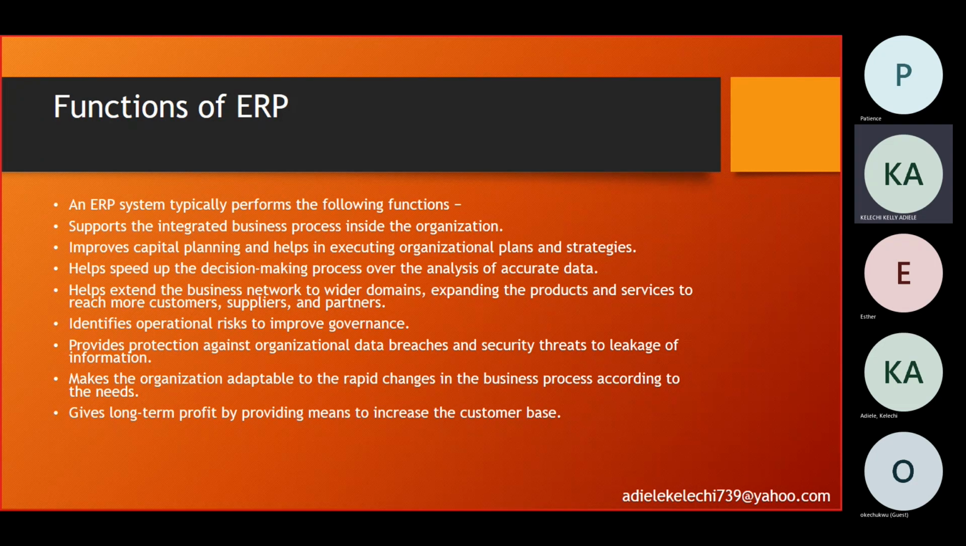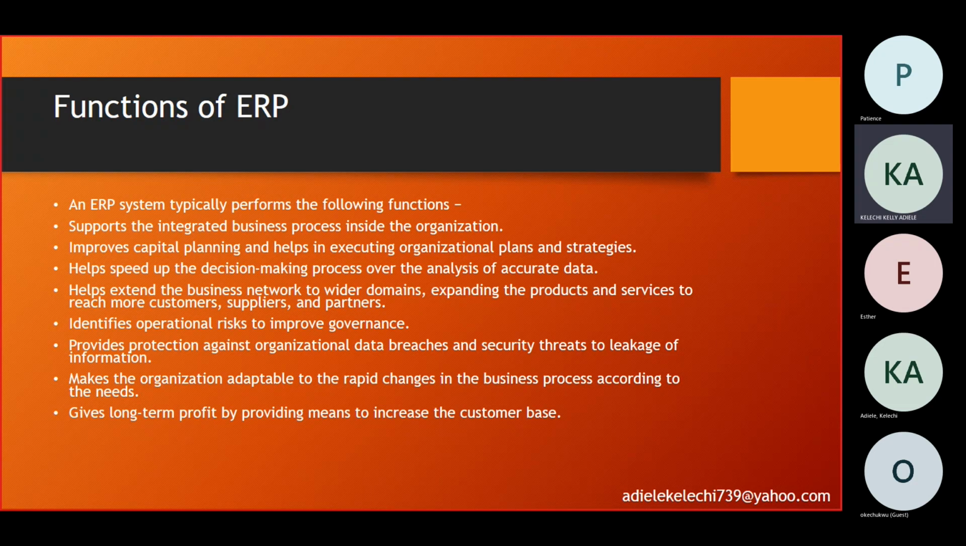You can have enough information, enough analysis to support your customer operations. It helps identify operational risk to improve governance. Part of the system is to also check duplication of functions, check different departments, and also help audit the system. It protects against organizational data breach. If it's integrated and people have different access to different things, it's very difficult for one person to hold the company hostage. So it also helps in providing some kind of security.